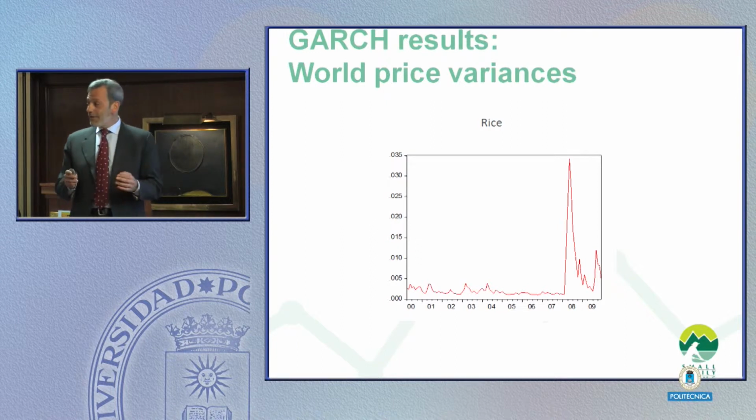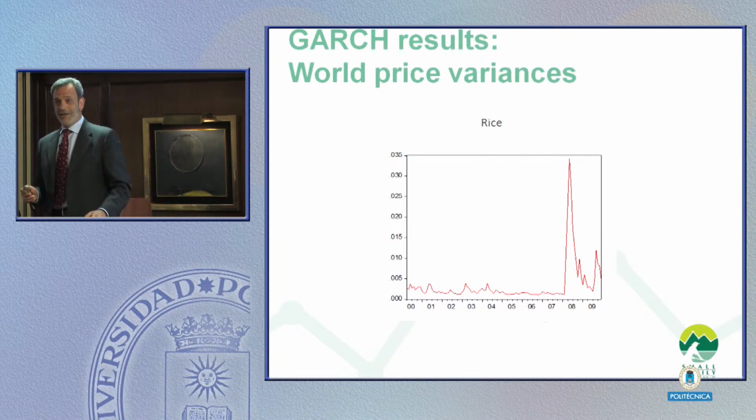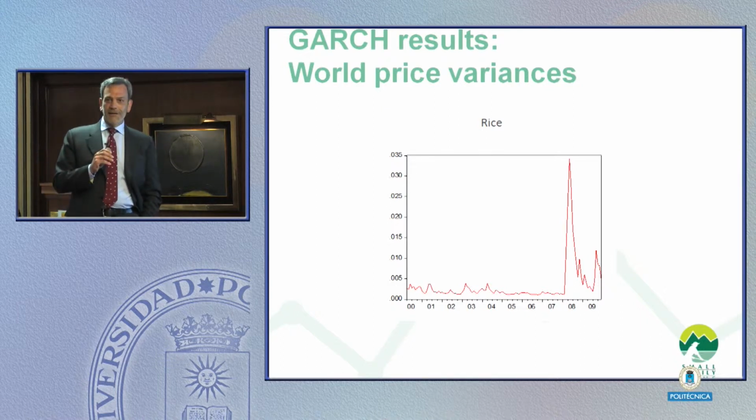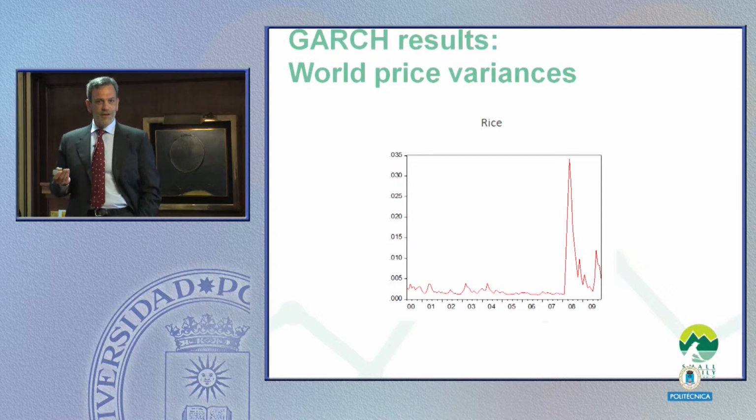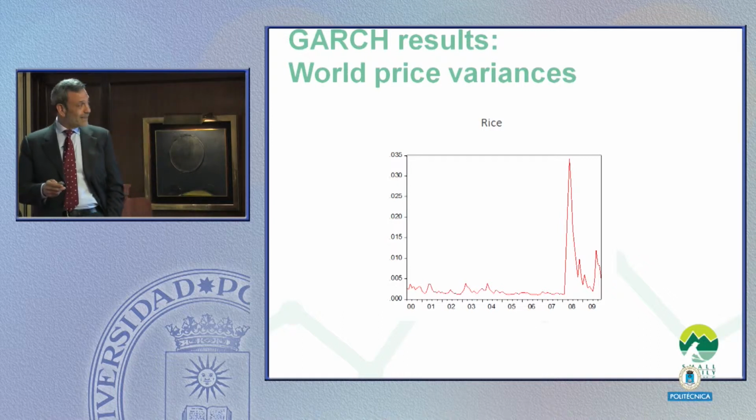The world rice market is very interesting. There is no volatility. And this is quite important if you think that the world rice market is very thin. About 7% of rice produced is traded. And then suddenly, in 2008, bang, volatility explodes.